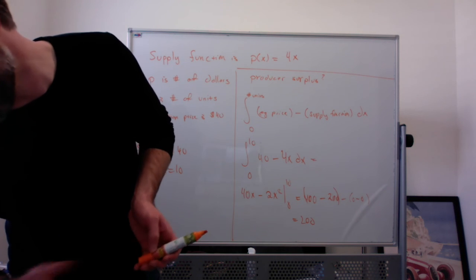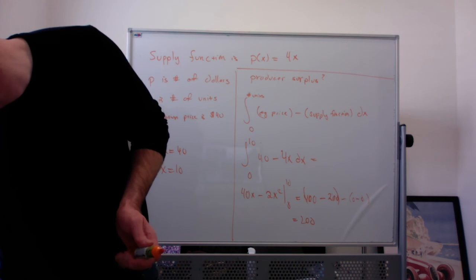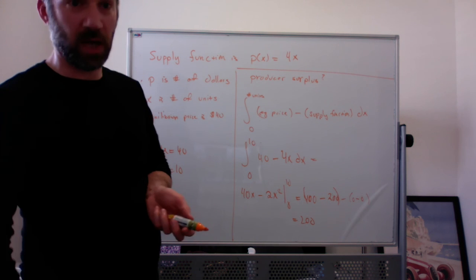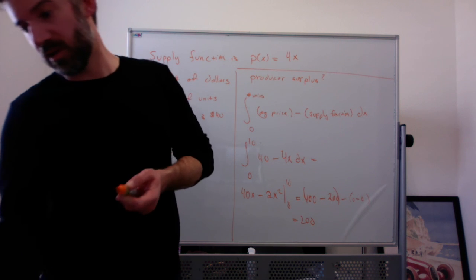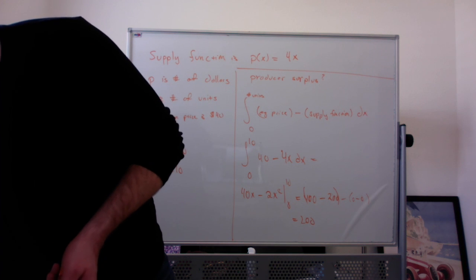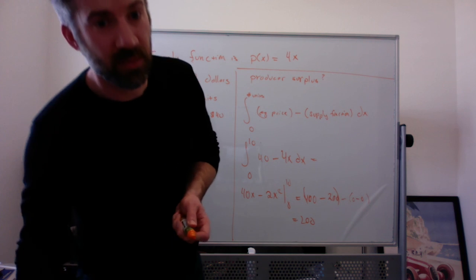200 what? That's a good question. I don't really know what that actually is supposed to mean. Is it 200? I guess it's 200 units maybe, but I don't actually know. So there's a consumer surplus of 200, but I don't know what the meaning of that exactly is. But there you go.